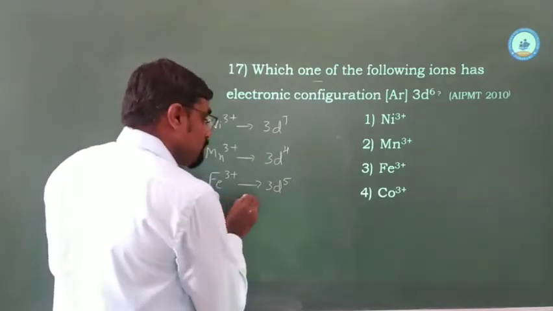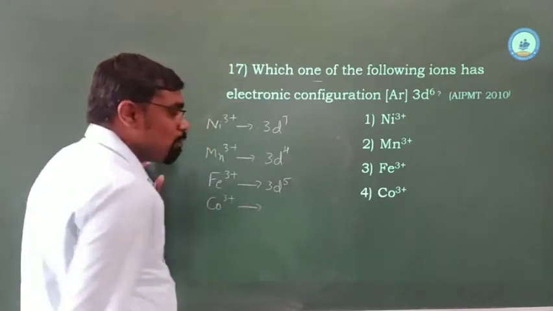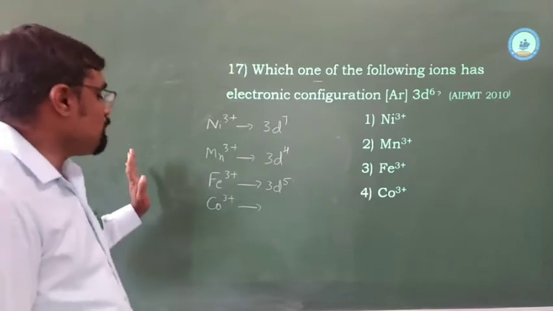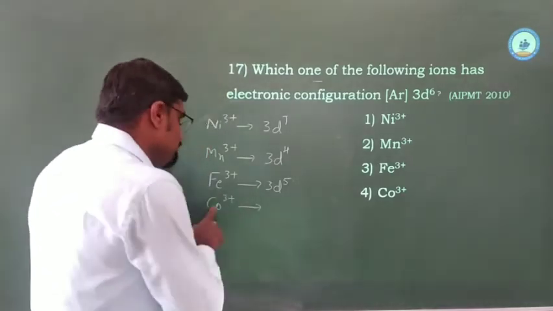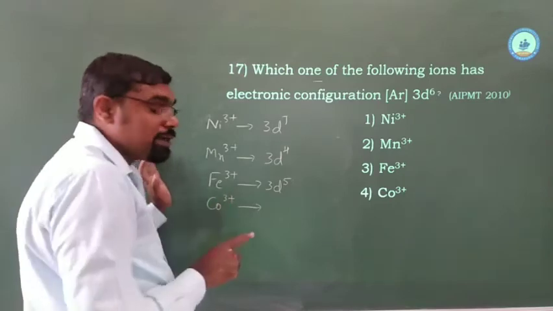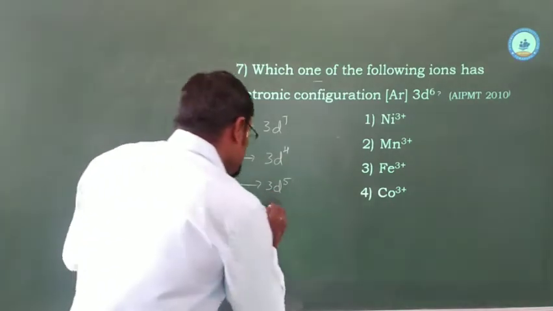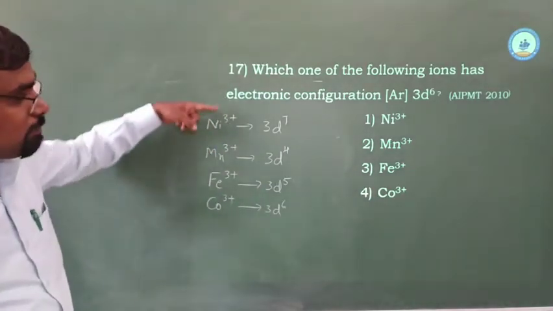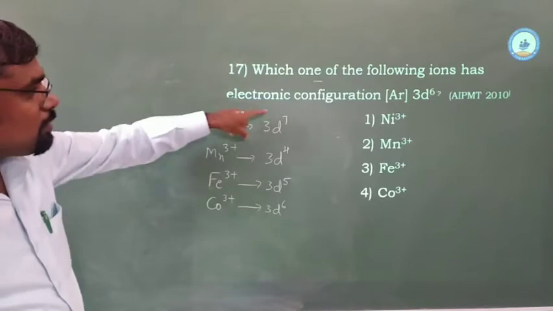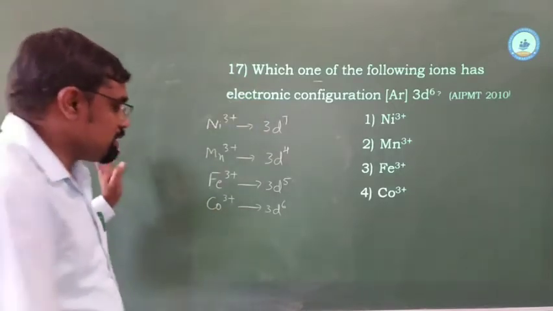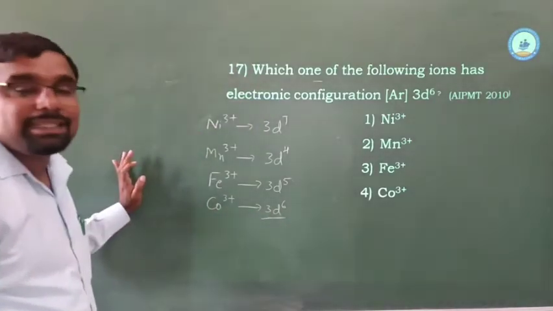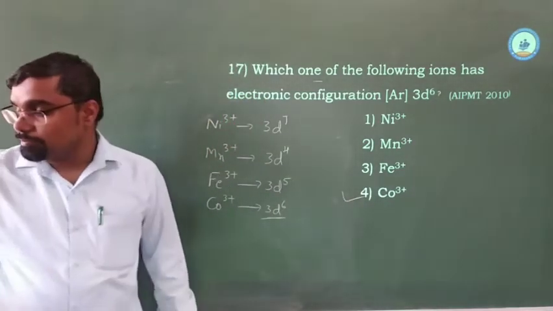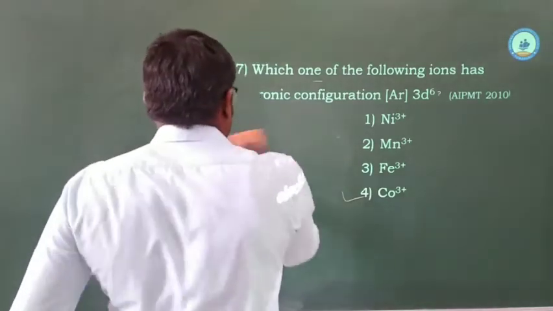Next, cobalt 3+. The atomic number is 27. We remove 3 electrons, 2 from s and 1 from d, so 3d6 remains. The question asks for electronic configuration argon 3d6, so this option is correct. Okay, go for next.